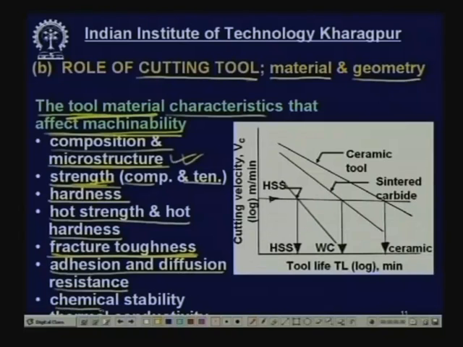Now, chemical stability: the tool material should be chemically stable, it should not chemically react with the work material or the environment. If it does, then the machinability of the work material will fall drastically.